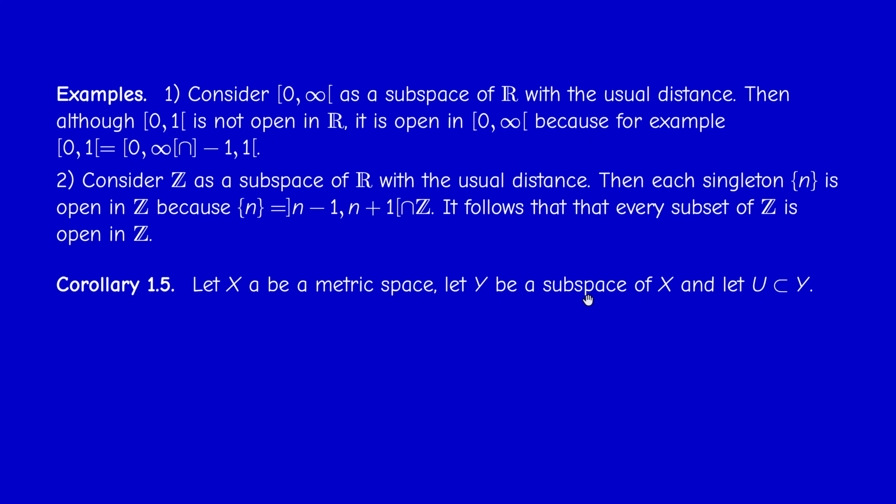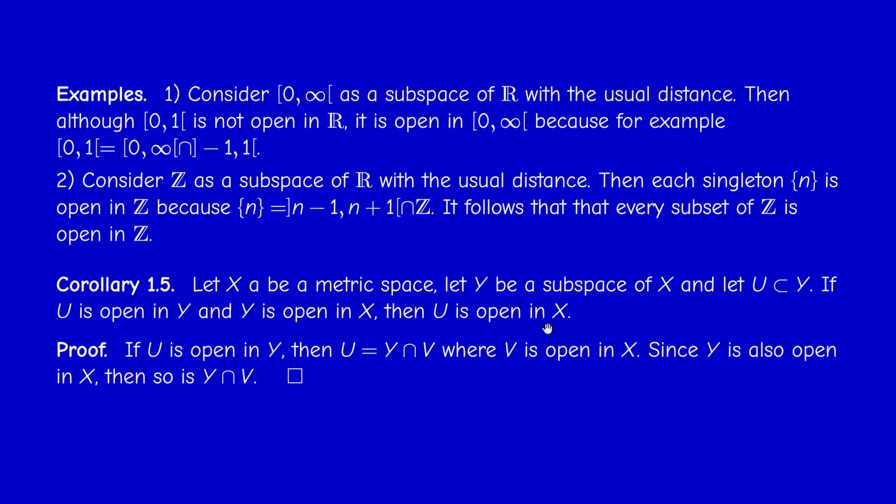Okay, so corollary: if now Y is itself open in X and U is open in Y, then U is open in X. This is straightforward, because here I just changed the notation. Instead of A, I took U. If U is open in Y, by the previous proposition, we can write U as the intersection of Y with an open set V of the bigger space X. If Y is open in X and V is open in X, the intersection is open in X, so U is open in X.